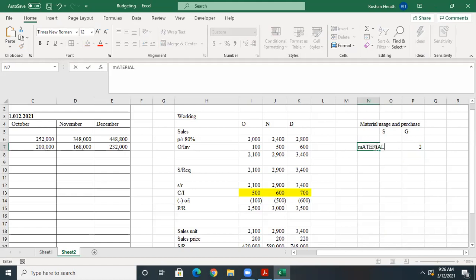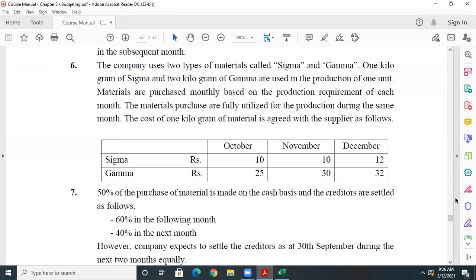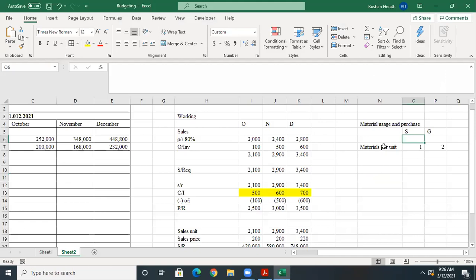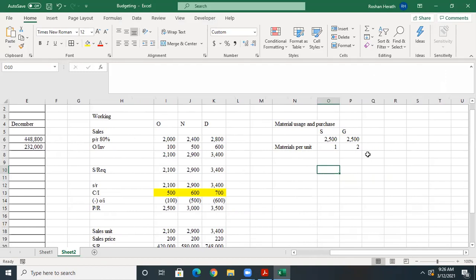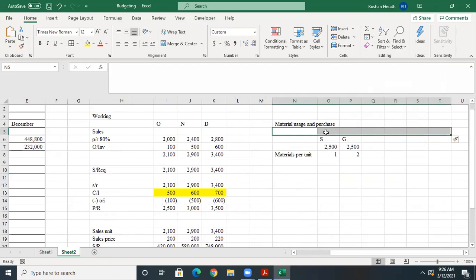Materials per unit. The materials required per unit. Then you can take the production requirement. In fact, we have identified the production requirement earlier, 2,500. So this is for the month of October. This is the situation for October, and similarly we produce it for the 3 months. So this is the situation for the month of October.